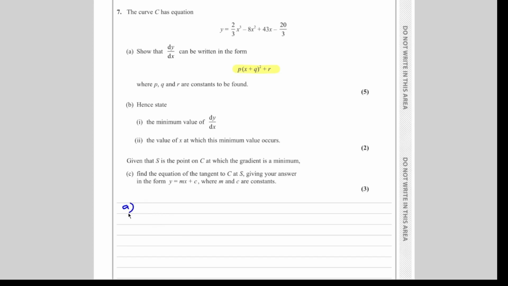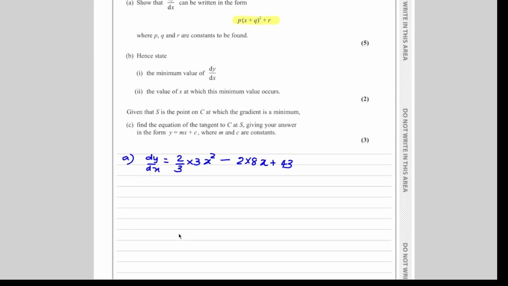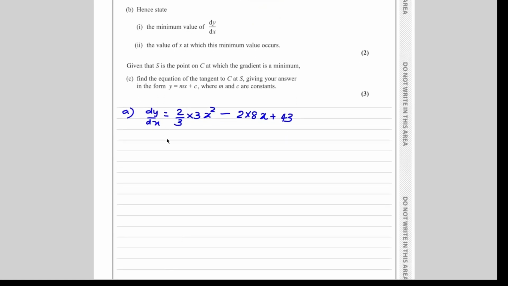So part A, dy by dx equals 2 over 3 into 3x squared minus 2 into 8x plus 43. So let's simplify this one. The 3 cancels out. Then I'm getting 2x squared minus 16x plus 43.